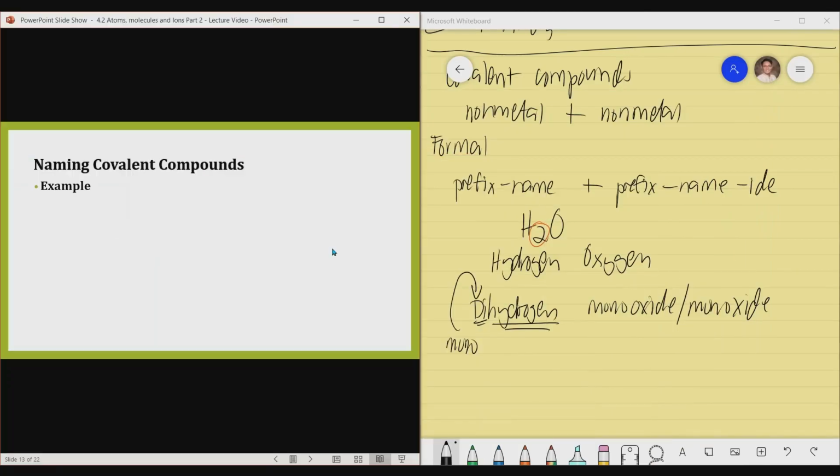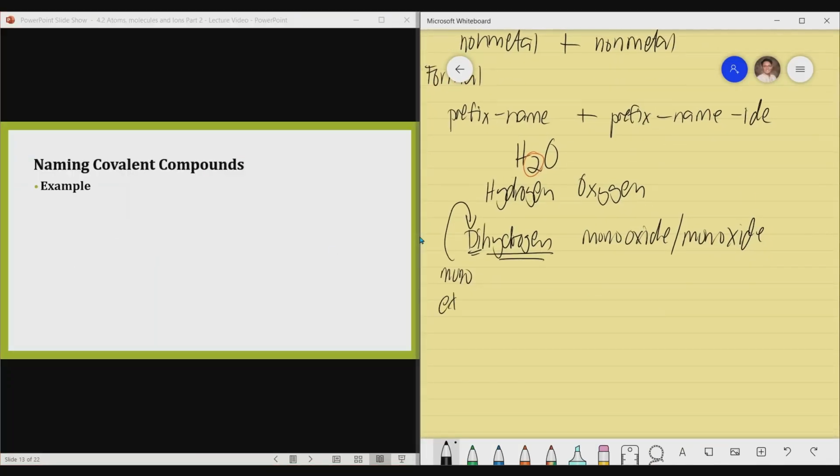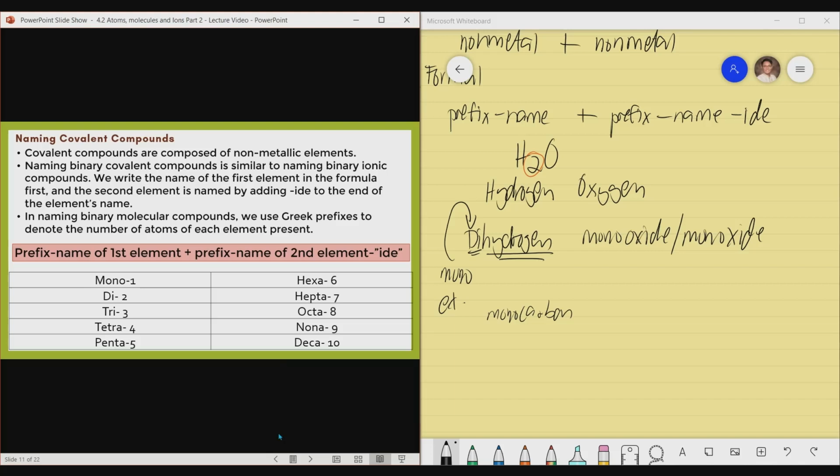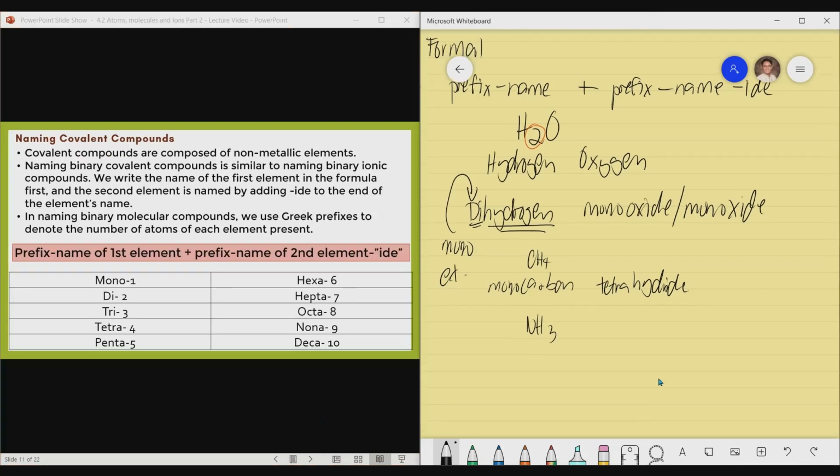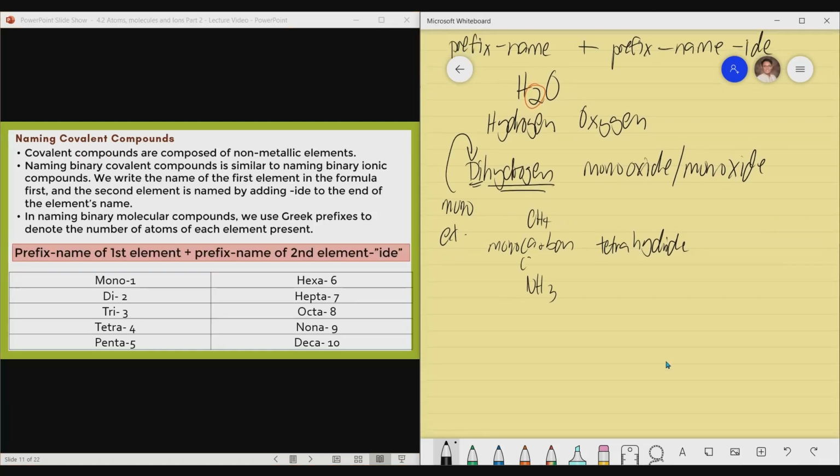Alright, more examples para mas ma-practice. So, examples, CH4. Following the format, I can write monocarbon. 4 is a prefix, tetra. So, that will be tetra, CH4, tetrahydride. Okay? I'm just following again the format. So, monocarbon tetrahydride or carbon tetrahydride. Pwede po yan. It's either may mono or wala.